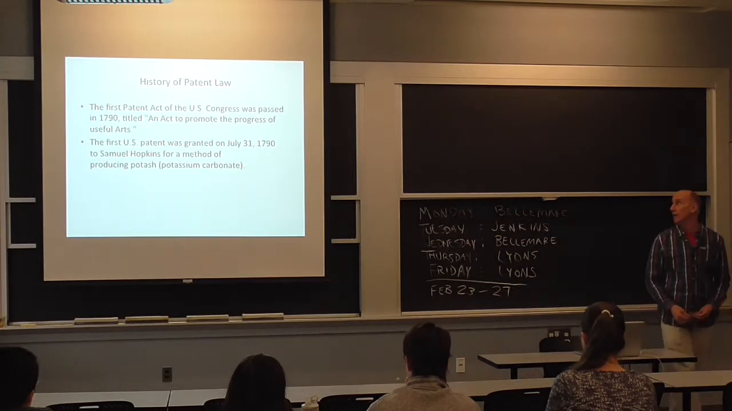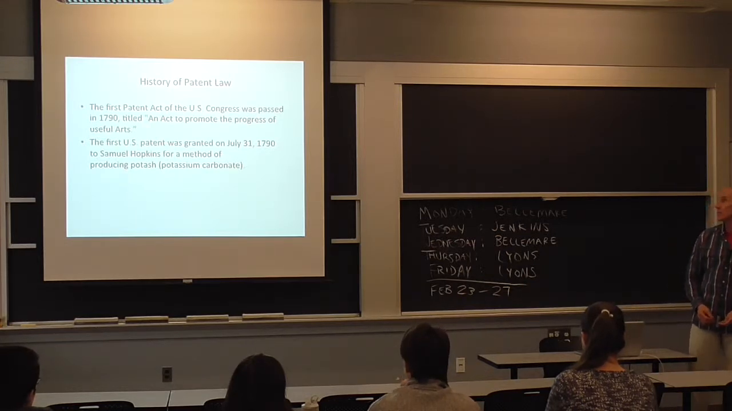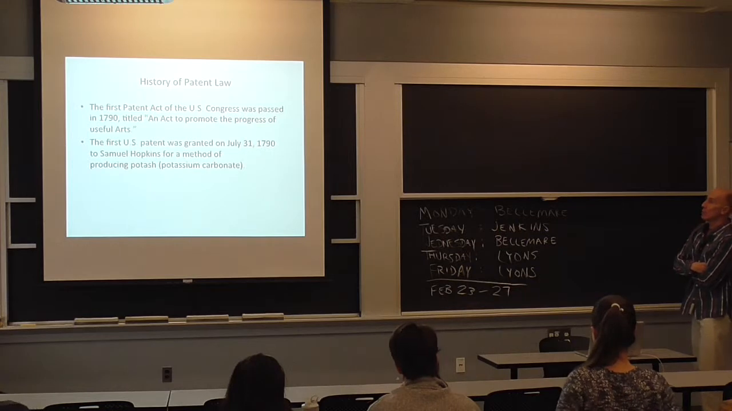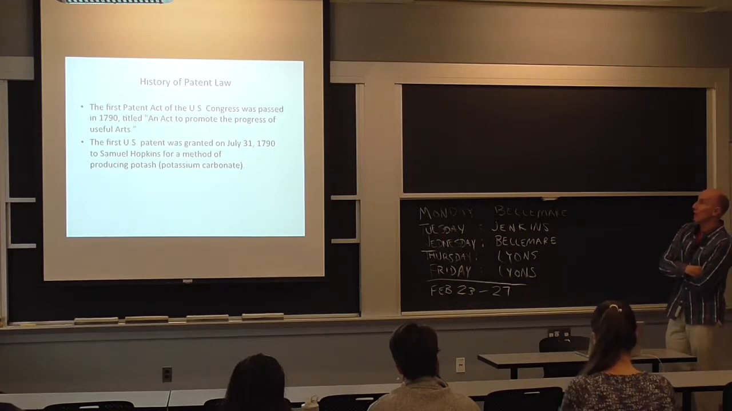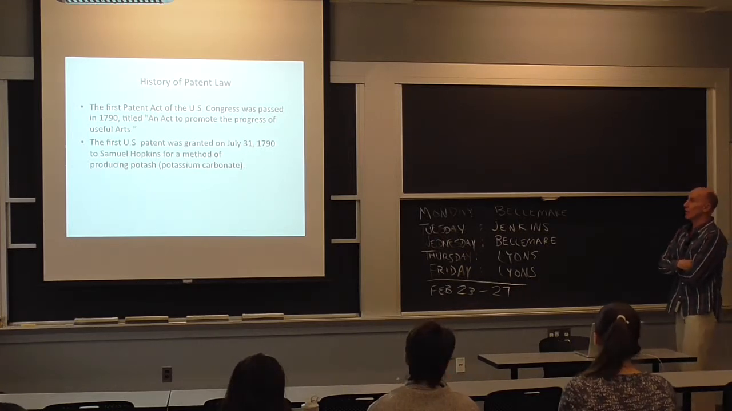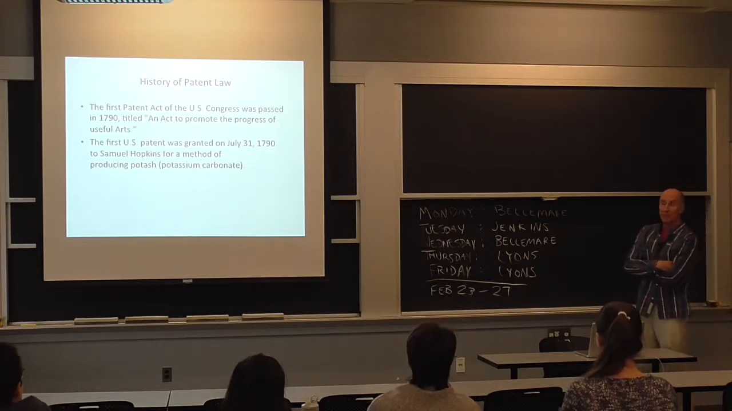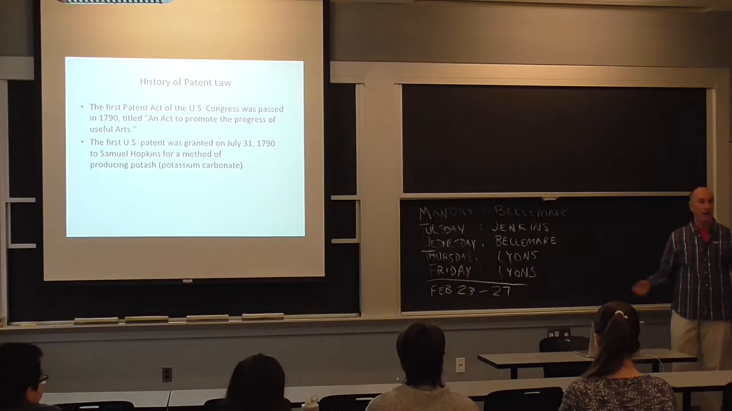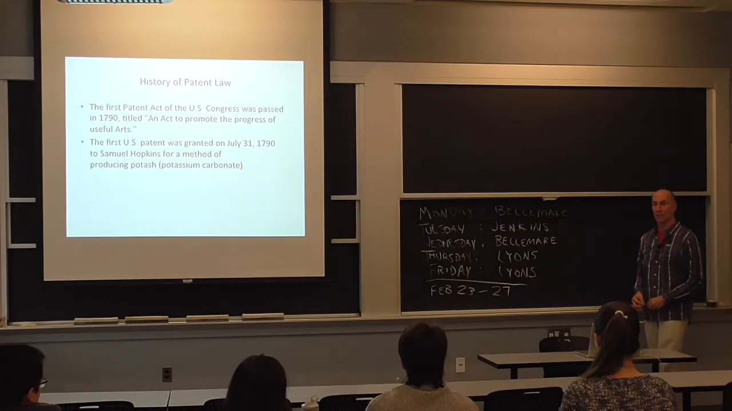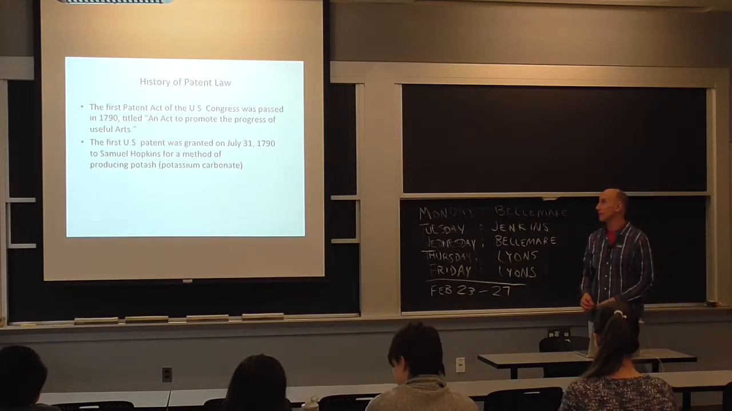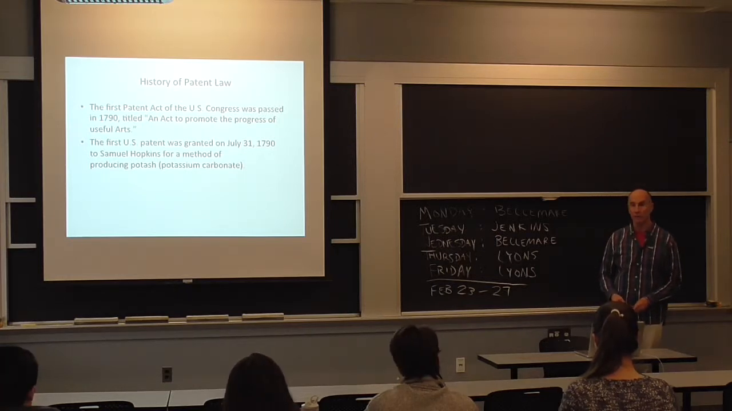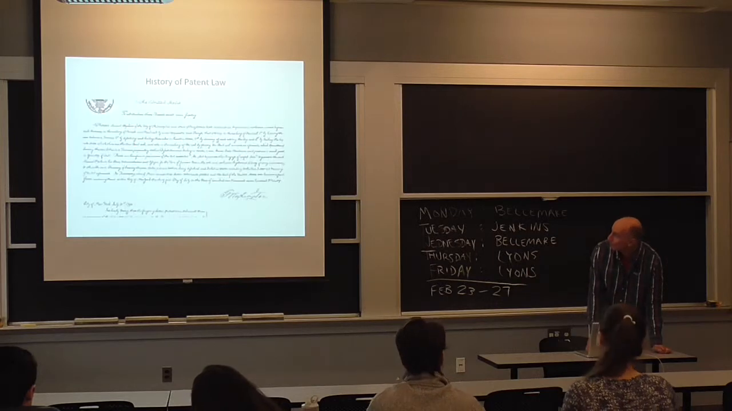The first Patent Act of the United States Congress was passed in 1790, which is 1 year after the adoption of the United States Constitution. And it was titled An Act to Promote the Progress of Useful Arts. And the first U.S. patent was granted on July 31st, 1790 to Samuel Hopkins for a method of producing potash. Again, material scientists all the way back to 1790 are at the heart of the creation of intellectual property rights.